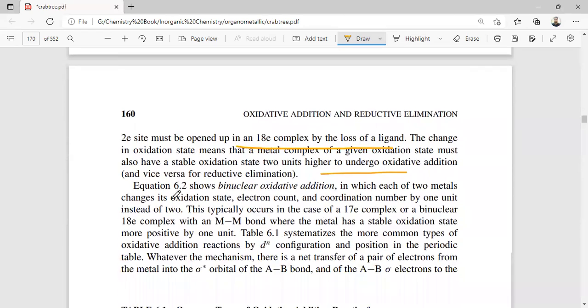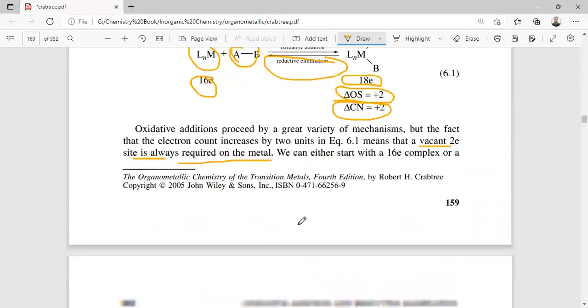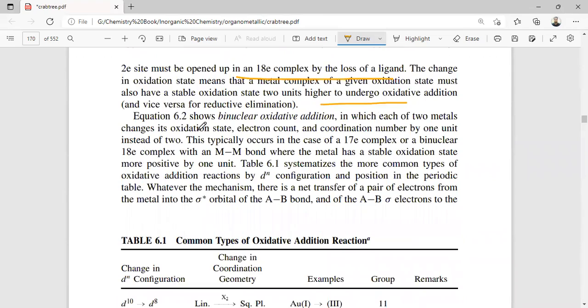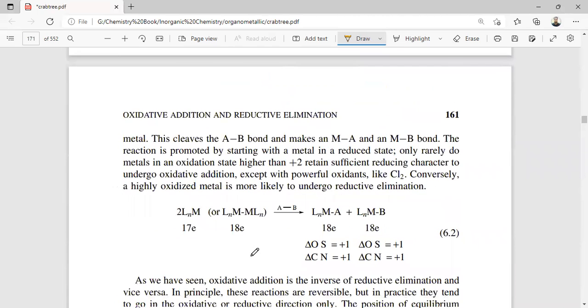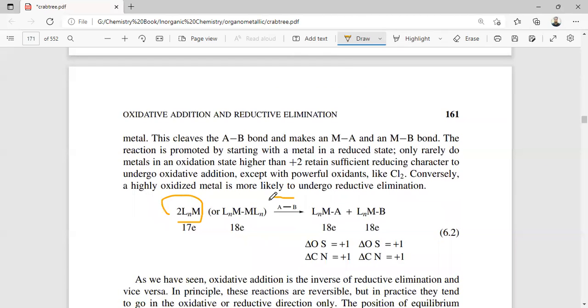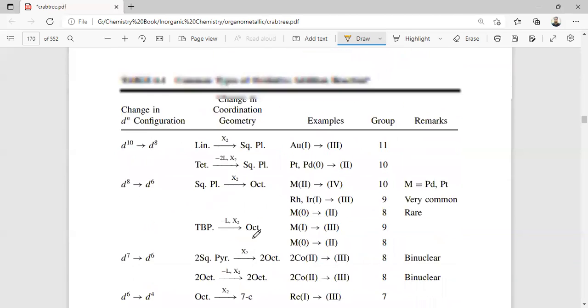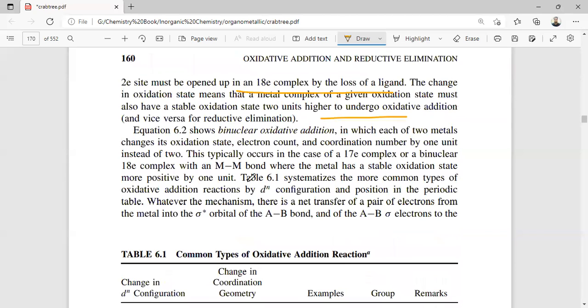So equation 6.2 shows the binuclear oxidative addition in which each of the two metals changes oxidation state, electron count and coordination number by one unit. That means here in this case, both the metal oxidation states are increased by 1 unit, and the coordination number also increases by 1 unit. The electron count will be increased by 1 unit. So it is a binuclear oxidative addition.